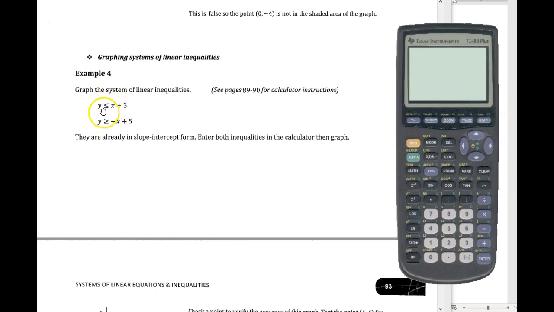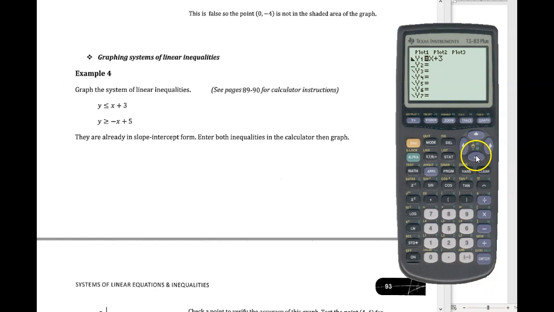So we have y is less than or equal to x plus 3, and then y is greater than or equal to negative x plus 5. So they're already in slope-intercept form, so we can enter both inequalities into the calculator. So we're going to select, let me turn it on, y equals. So let's start with the first one. So we're going to clear this, and I'm going to put x plus 3. And then y is less than or equal to, so I want to shade below the line. So there we go.